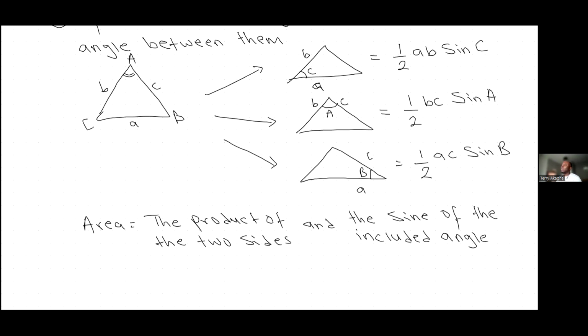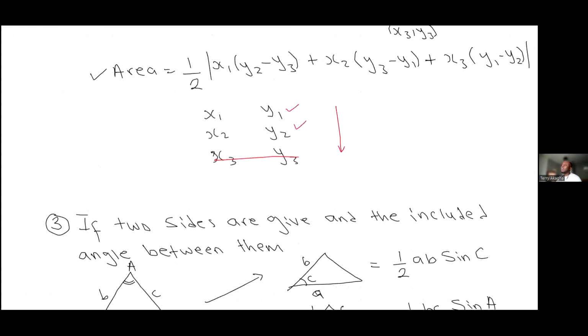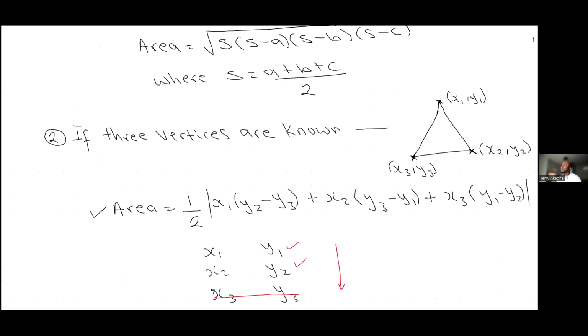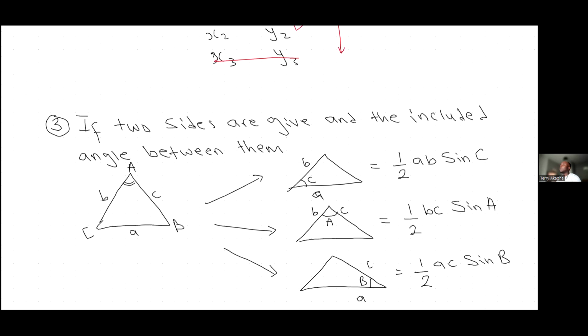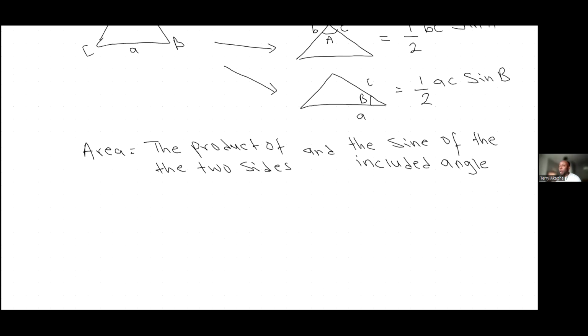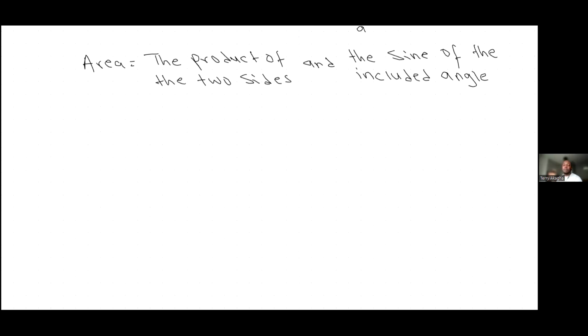Okay, so we've talked about this. The first one is when the three vertices are known. The second is when the three sides are known. The third is when you have the two sides and the included angle. Now we're going to go to number 4. Number 4 is if the height is perpendicular.